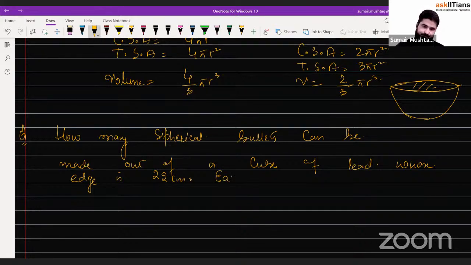Each bullet having diameter of 2 centimeters.